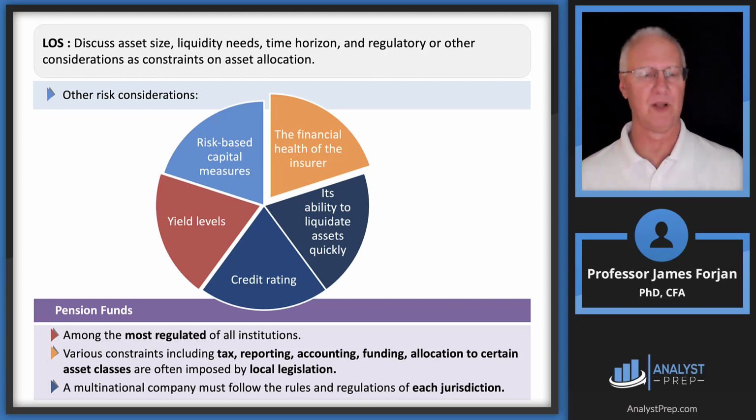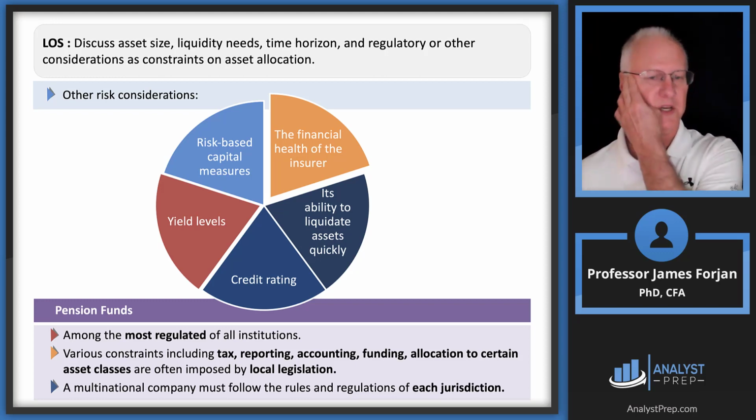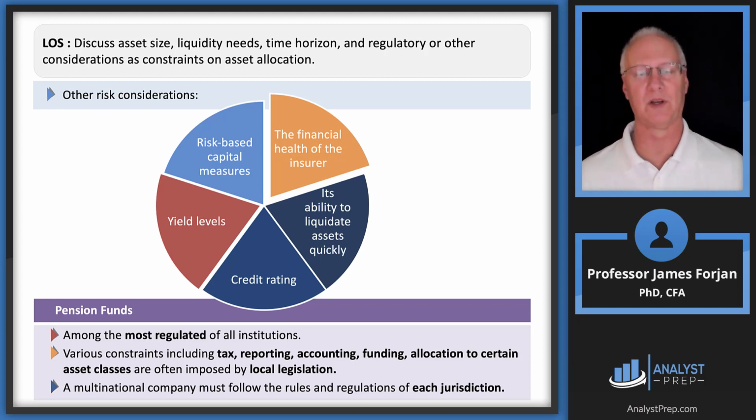How about pension funds? That first line there, this is all you need to know about pension funds and this particular constraint. Most regulated of all of the institutional investors. And at least from a global sense, a big picture sense, this probably is highly intuitive because the firm has a contractual obligation to pay its employees when they retire. So we have all these different sorts of constraints: tax, reporting, accounting, funding, et cetera, et cetera.